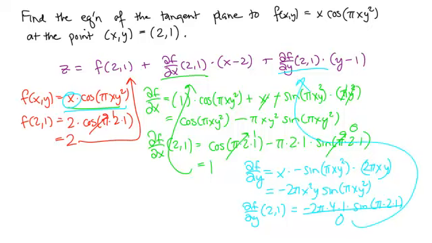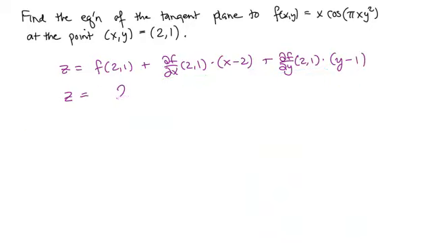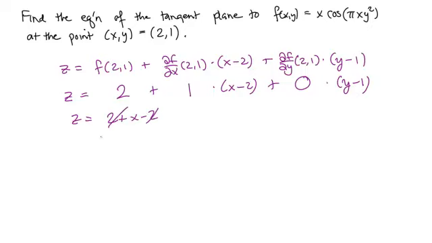And so now that we know what the three numbers are, 2, 1, 0, we can write the equation. z is equal to 2 plus 1 times x minus 2 plus 0 times y minus 1. So z is equal to 2 plus x minus 2, or z is equal to x. So there's the equation of our tangent plane. Is it tangent to this function?